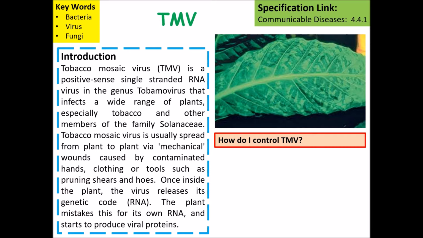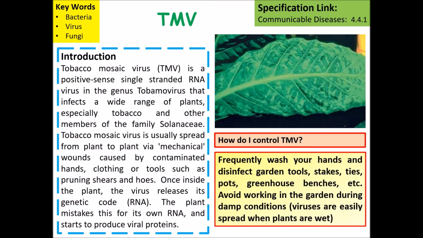So just have a think about how we could control tobacco mosaic virus. Pause the video and then have a look at the answer. Tobacco mosaic virus can be controlled by frequently washing hands, disinfecting tools, and making sure that you're avoiding damp, contaminated conditions where viruses are spread particularly easily from plant to plant.